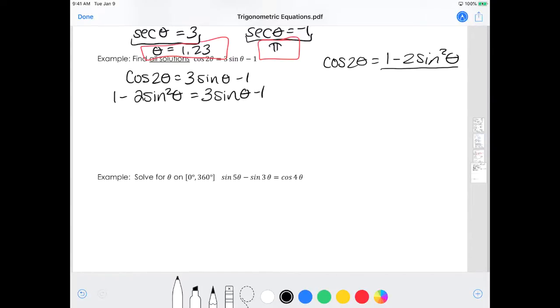Now I'm going to move everything to one side and set it equal to 0 so we can solve by factoring. So I'm going to subtract 1 and add 2 sine squared theta to both sides. And while I'm at it, I'm going to put it in descending order as well. So now I have everything on one side, 0 on the other, and I can factor this as if it was a quadratic.